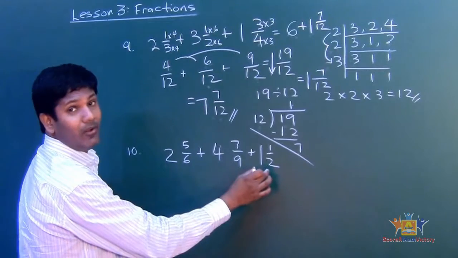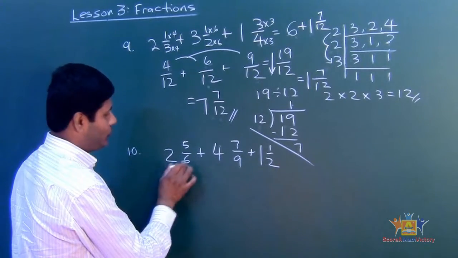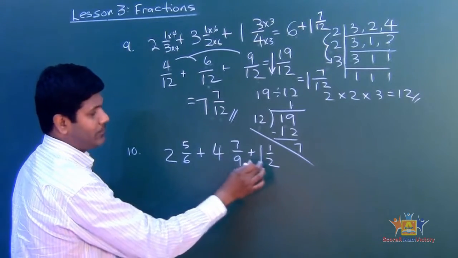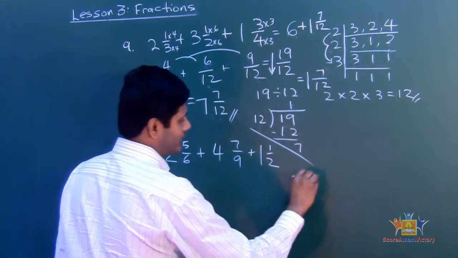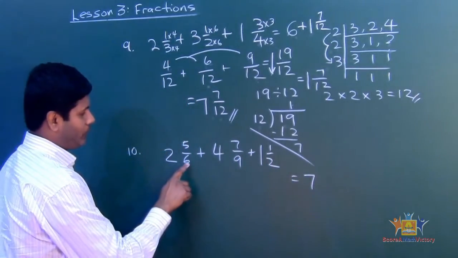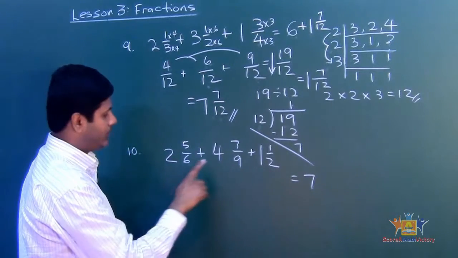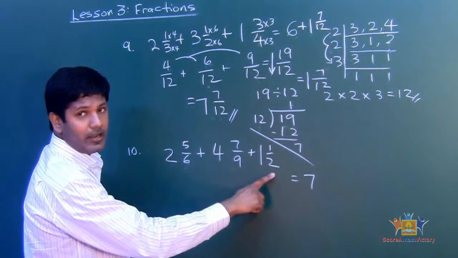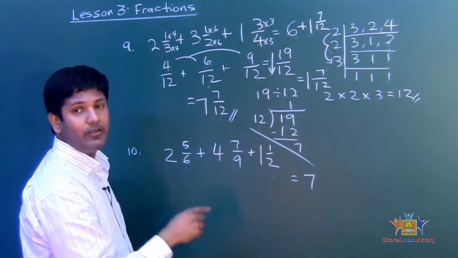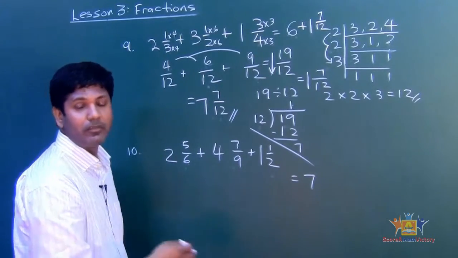Add the whole numbers first. Okay? 2 plus 4 is 6, 6 plus 1 is 7. Alright? So 7. Next, what are we going to do? We're going to add the fractions. But look at those fractions, the denominators. They're not common.